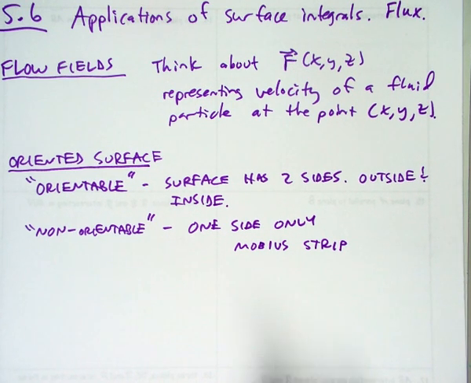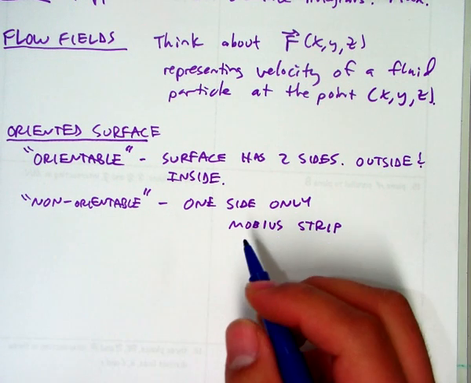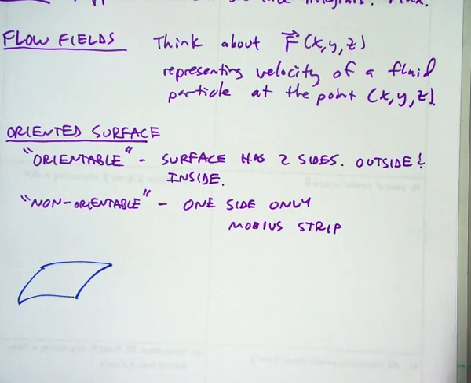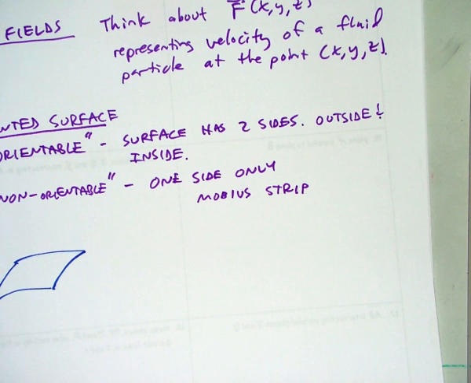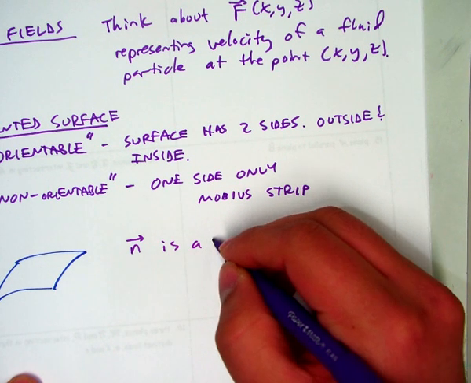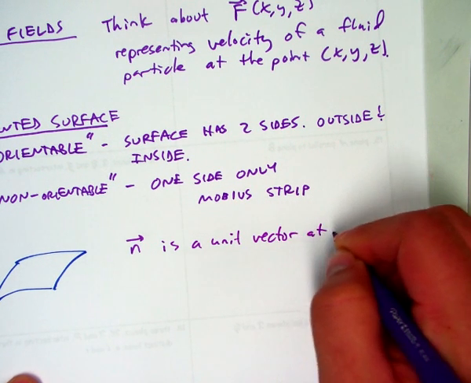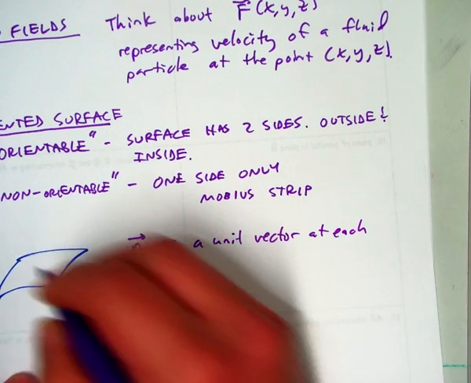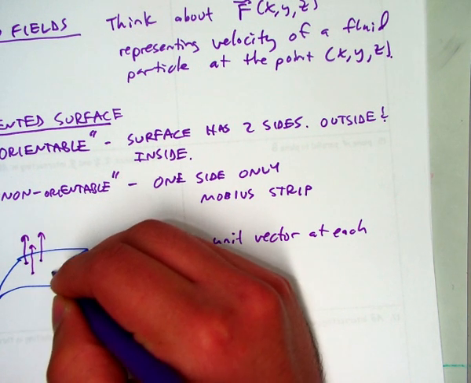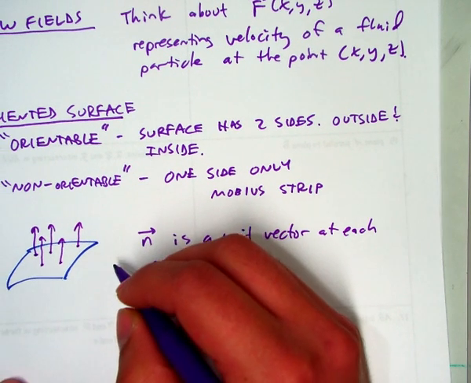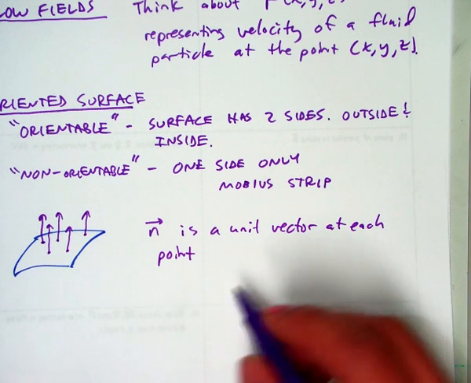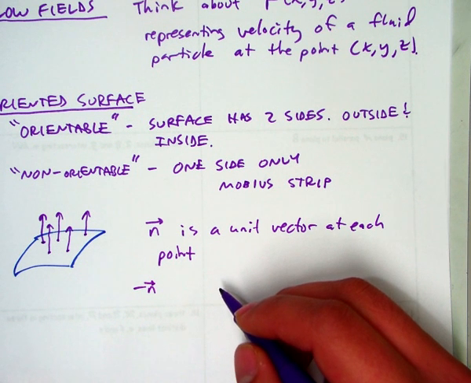Okay. All right, so as I said, we're only going to deal with orientable surfaces, all right? Now, let's look at one. Here's a surface. We're going to say that n is a unit vector at each point. So at each point, there's going to be a unit vector. We'll call that n. Negative n will just point the other direction.